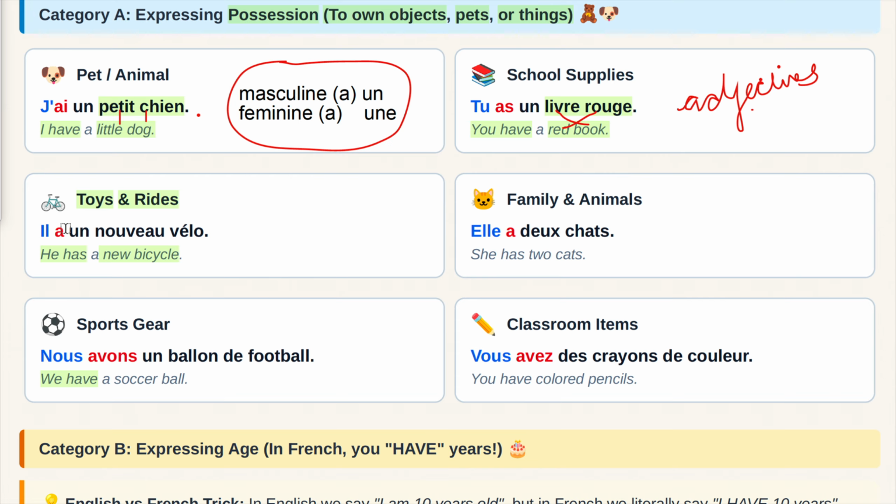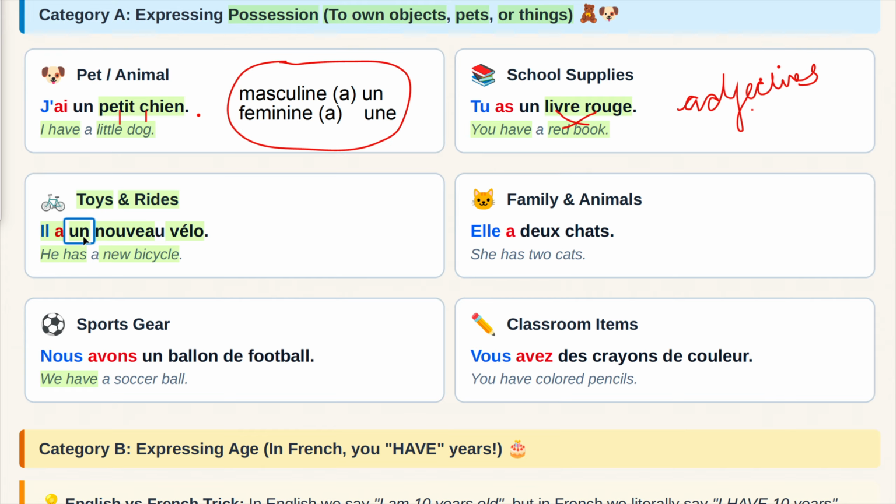He has is nothing but a. Il a. A new bicycle. So bicycle means vélo. Bicycle means vélo. And new means nouveau. Okay? Nouveau. And vélo is again, is it masculine or feminine?